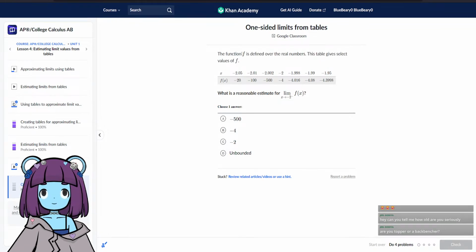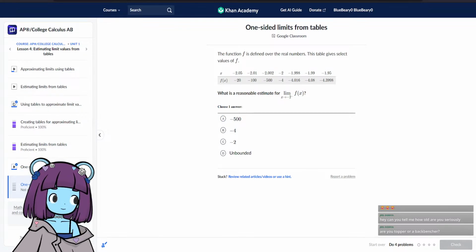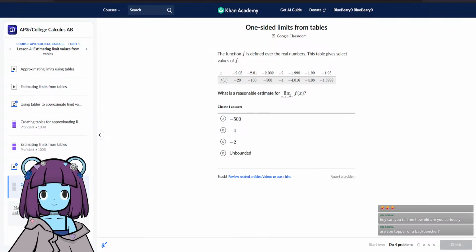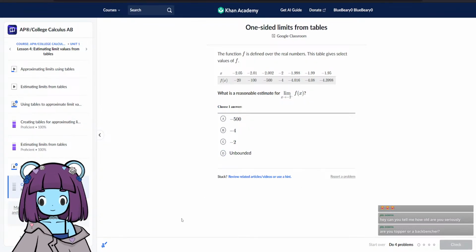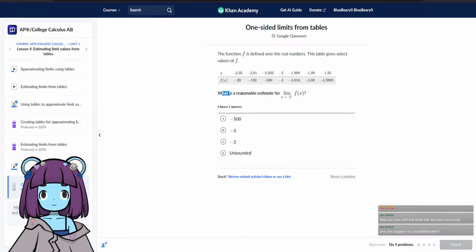The function f of x is defined over the real numbers. This table gives select values of f. What is a reasonable estimate for the limit of f of x as x approaches -2 to -1? A topper? I don't know what topper means. I don't understand. What is a reasonable estimate?